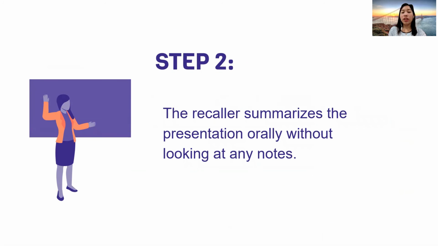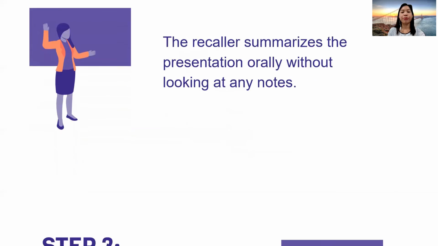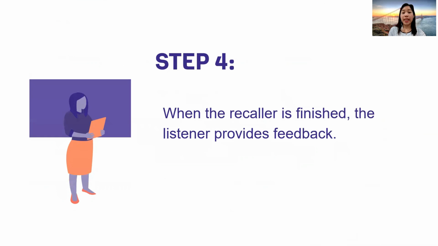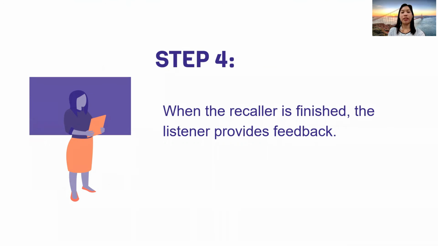Step 2. The recaller summarizes the presentation orally without looking at any notes. He or she will recall out loud from memory all the things that can be remembered from the presentation. Step 3. The listener listens carefully to discover any errors or omissions. He can use his or her notes when listening to the summary. Step 4. When the recaller is finished, the listener provides feedback to the recaller on errors, distortions, and material omitted.